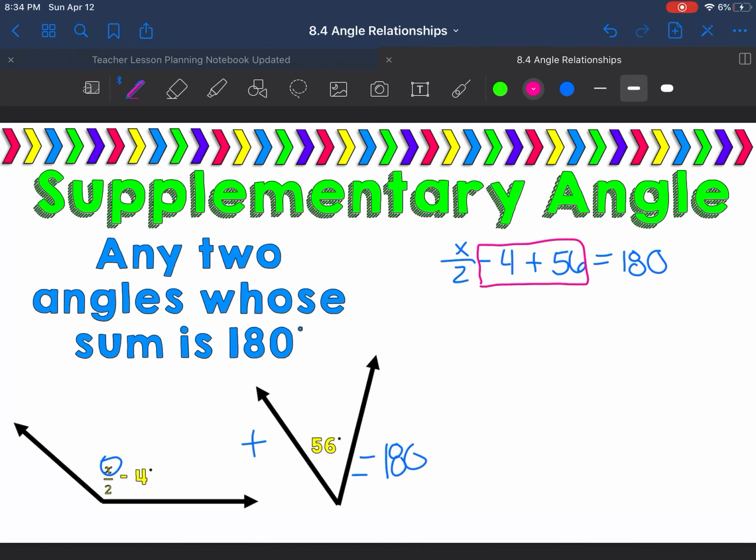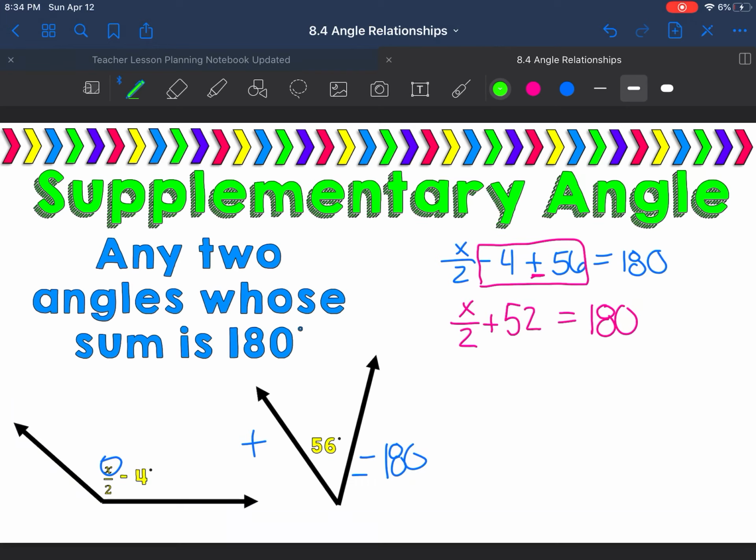Remember, same sign add, different sign subtract. Do I have same signs or different signs? I have different signs, so I'm going to subtract. So 56 minus 4 gives me 52. And my answer is going to be positive because my biggest number, 56, is positive. So that gives me x over 2 plus 52 equals 180.